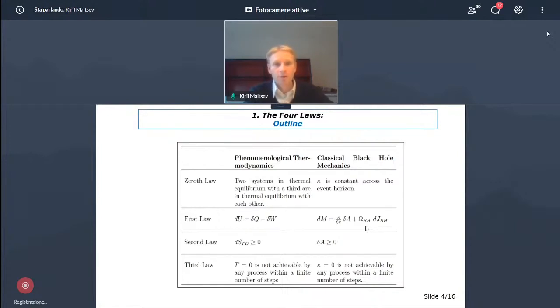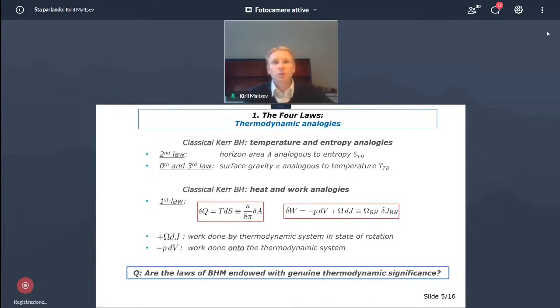The third law of thermodynamics states that the 0 point of temperature is not achievable by any process within a finite number of steps. And the counterpart in black hole mechanics is that extremal black holes are forbidden. In other words, surface gravity equal to 0 is not achievable within a finite number of steps. So what can we learn about this with respect to thermodynamic analogies? From the second law, we see that the horizon area plays a role analogous to entropy. And from the 0th and 3rd law, we learn that the surface gravity is analogous to temperature.